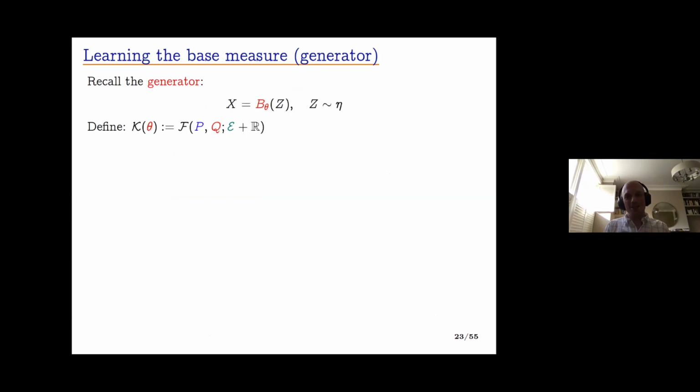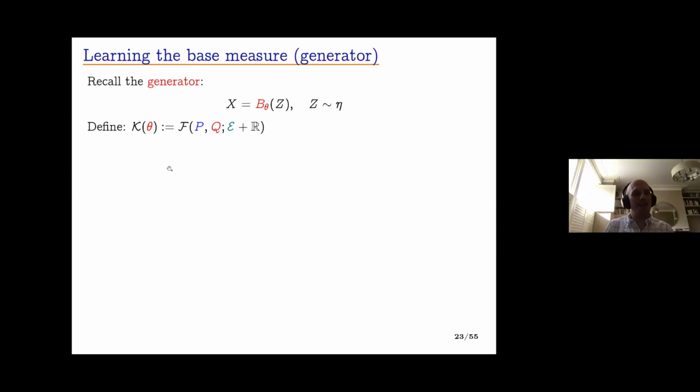Okay, so we now have a nice function we can use to optimize our energy, but we also need to learn our generator. And remember that our generator is given by this implicit model, right? So I've got X, which is generated as follows: I generate a Z from eta, I push it through my neural net, which is parameterized by theta, and this gives me my samples.